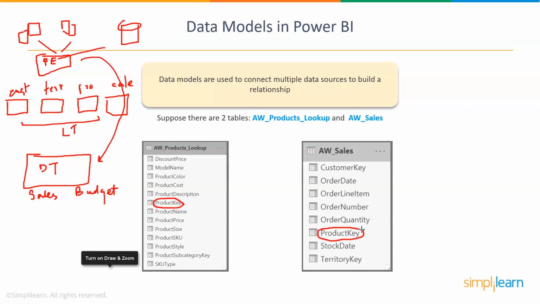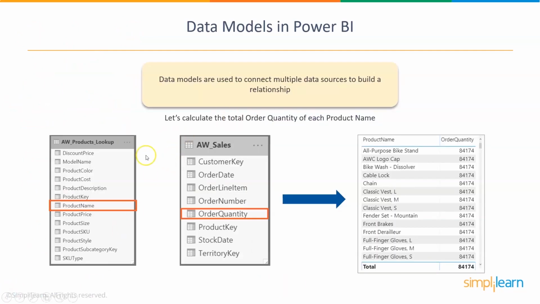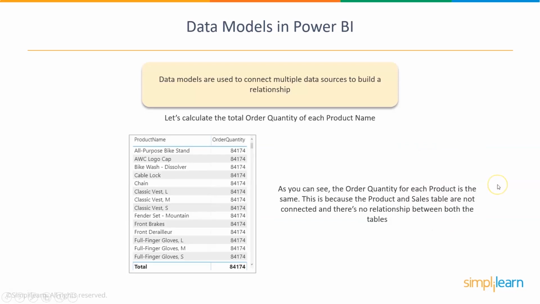And then you basically would want to gather insights from your data. So when you talk about your two data sources, as I said, you have a products lookup table and a sales table. Now if you want to calculate the total order quantity of each product name, we are talking about the order quantity as information here, and you have product name here. Now how do you get that information? What we see here is we would want something like this, or we would want more information. So how do we do that?